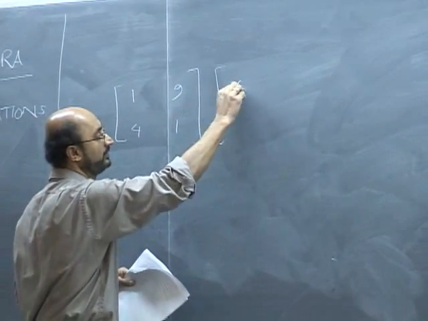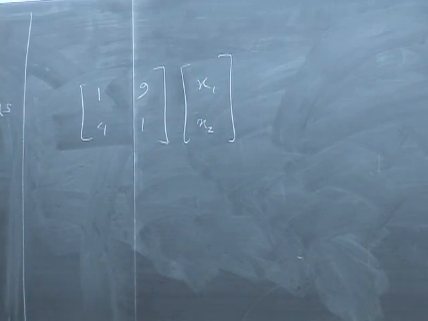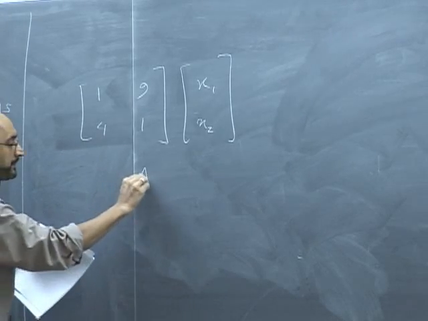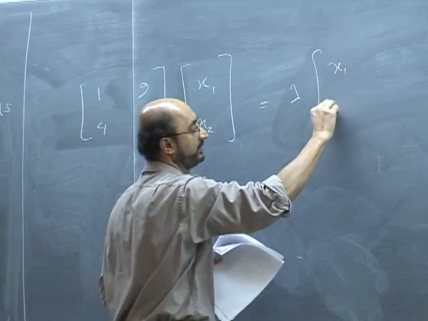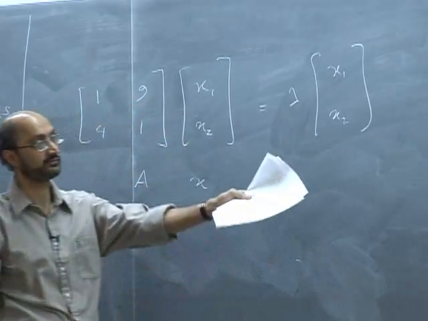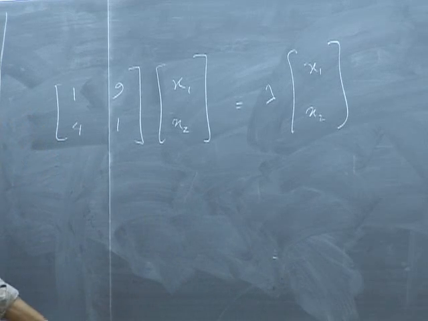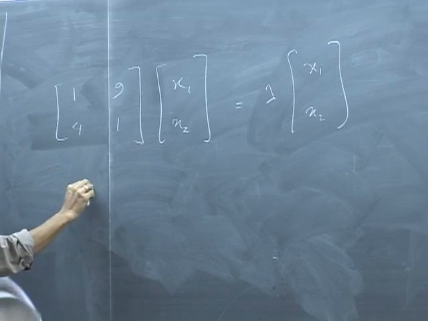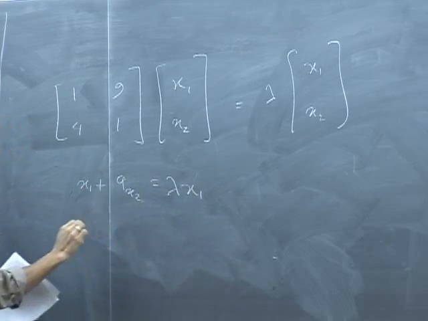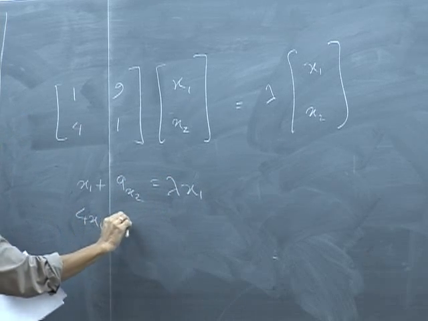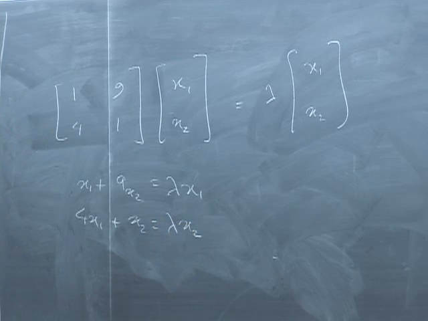So how do you compute the eigenvalues and corresponding eigenvectors for this matrix over here? We'll just write it out. We know that for some x, let's just say the vector is x1, x2. Then A times x should be equal to lambda times x1, x2. This is by definition. So we can write this like this. We just expand this out. We get this equation: x1 plus 9x2 equals lambda x1, and 4x1 plus x2 equals lambda x2. This is just by expanding the matrix.